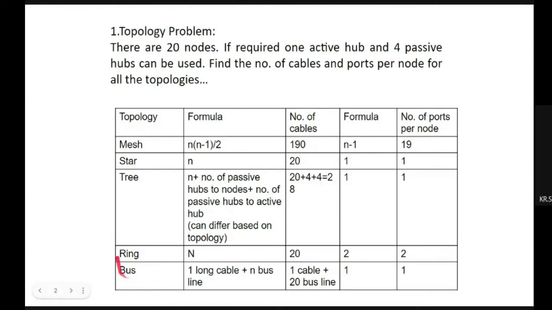Then the next topology is the bus topology. One long cable is required to connect all the devices, plus n number of drop lines. The drop lines mean the connection from the node to the device. So one cable is required plus 20 drop lines. This is the topology formula to find the number of cables. Then the number of ports is 1. You have to remember the formula to find the number of cables as well as the number of ports. So this is an outline chart for each topology.